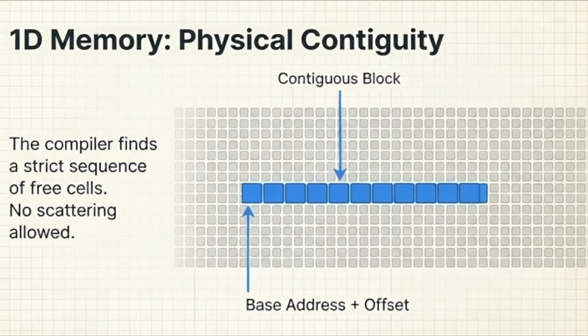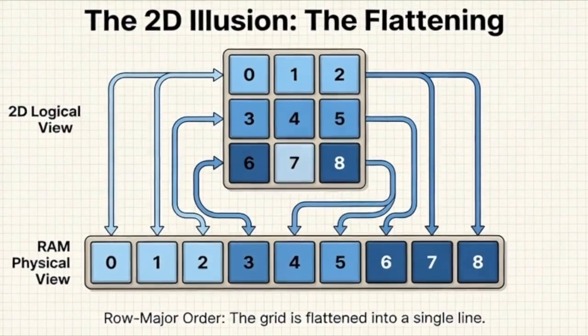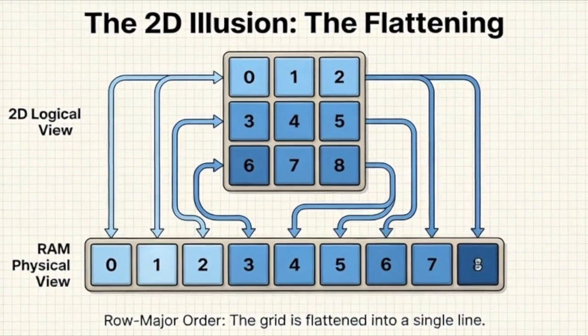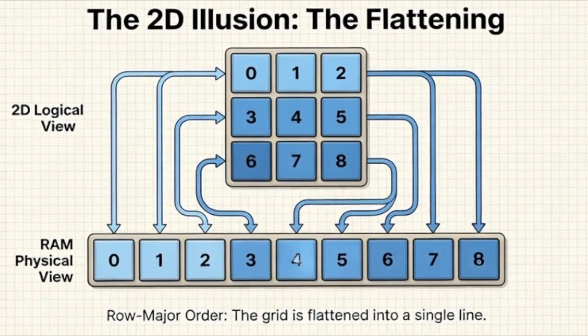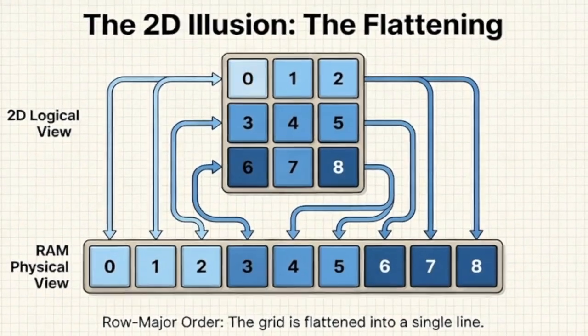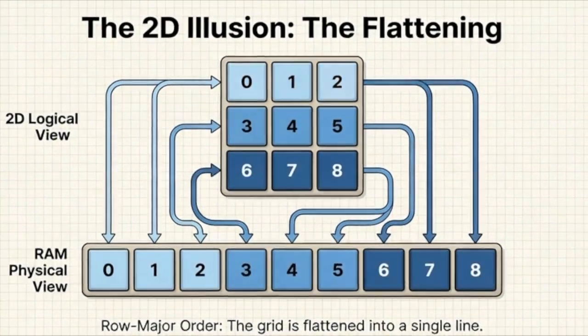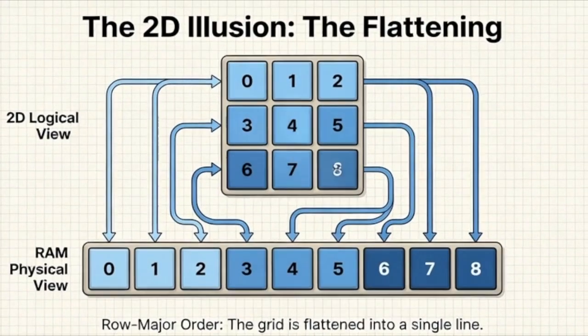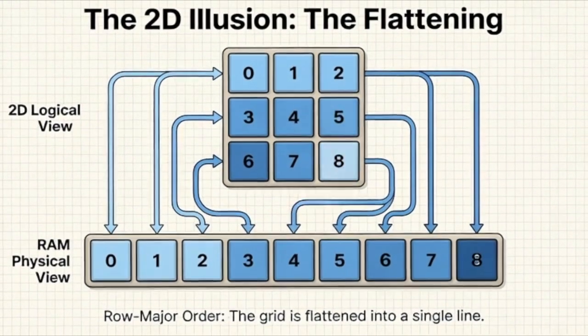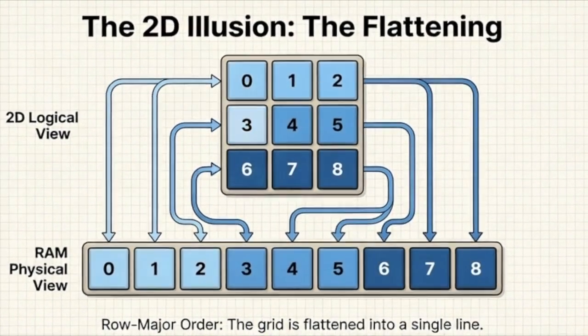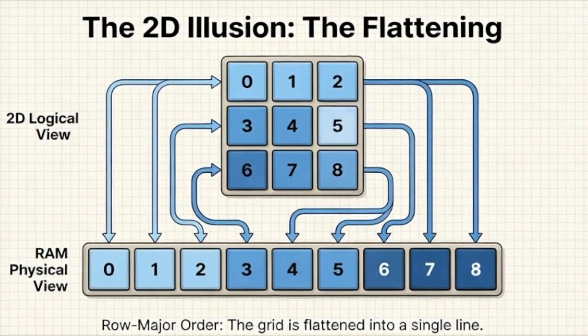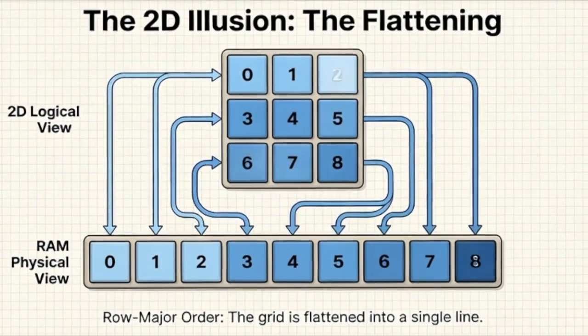But what about 2D arrays like a Sudoku grid? Here is the secret. 2D arrays are an illusion. Your RAM is always 1D. When you create a grid, the computer actually flattens it out using something called row major order. It takes row 0, then places row 1 right after it, and so on. It is a single long line masquerading as a grid.